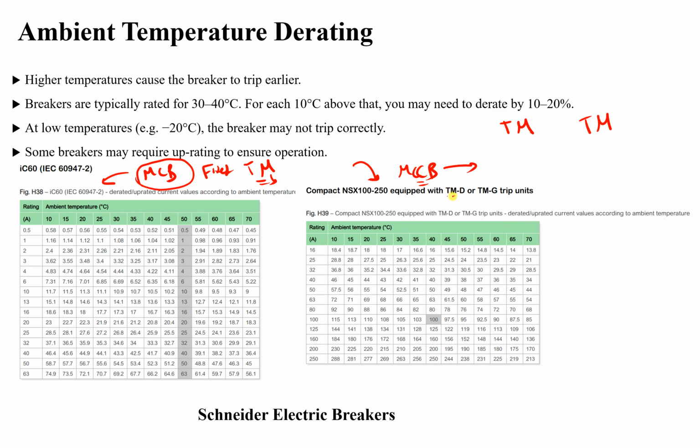Now we will see it has TMD and TMG trip units. The difference between them is that this one is used for distribution systems. This one is used for generator units, because this one can have latency inside the inrush current, or latency in its own activation, in order to avoid tripping during the inrush current of our generator. Anyway, this is not our goal from this video. Our goal is to understand the ambient temperature rating.